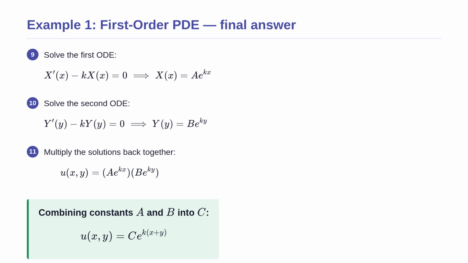For the x portion, we get an arbitrary constant a times e to the power of kx. The y portion similarly yields a constant b times e to the power of ky. To find the final solution, we multiply these results back together. The exponents add up and the constants a and b combine into a single new constant c. This final equation perfectly describes the behavior across the entire two-dimensional plane.